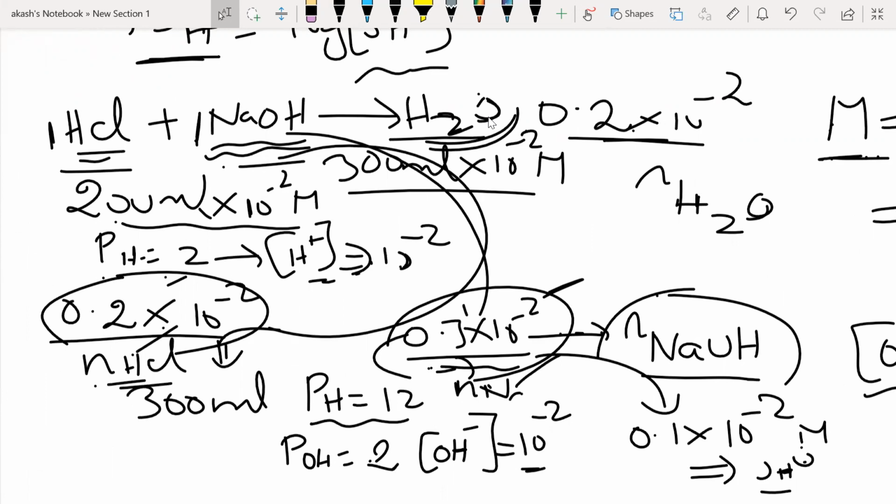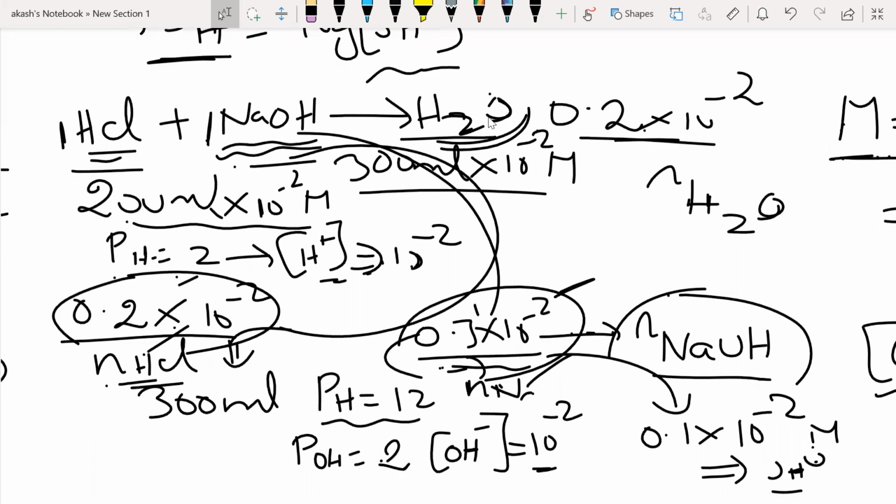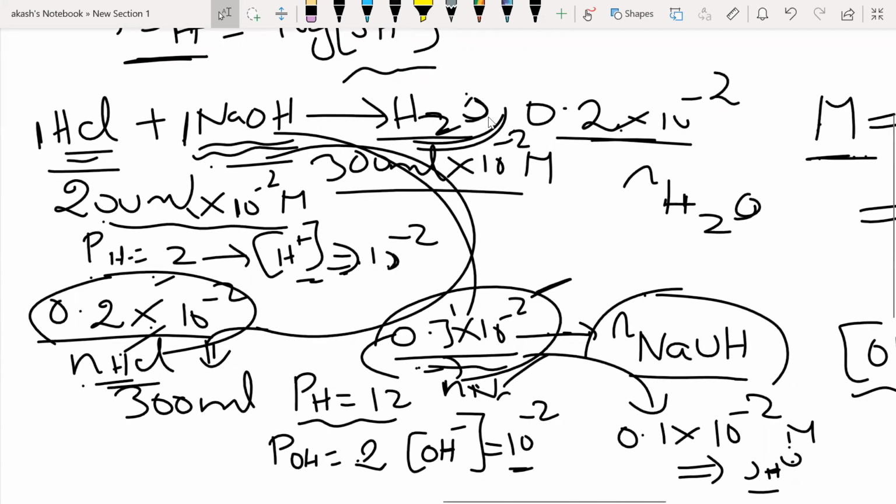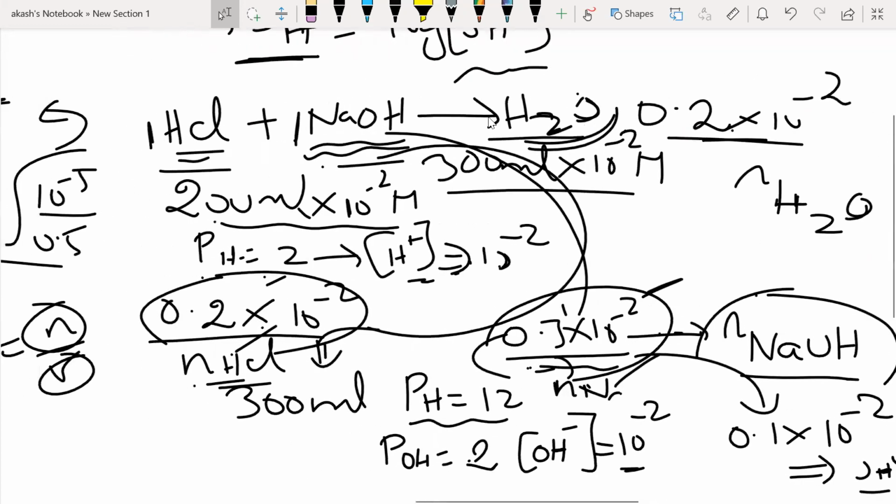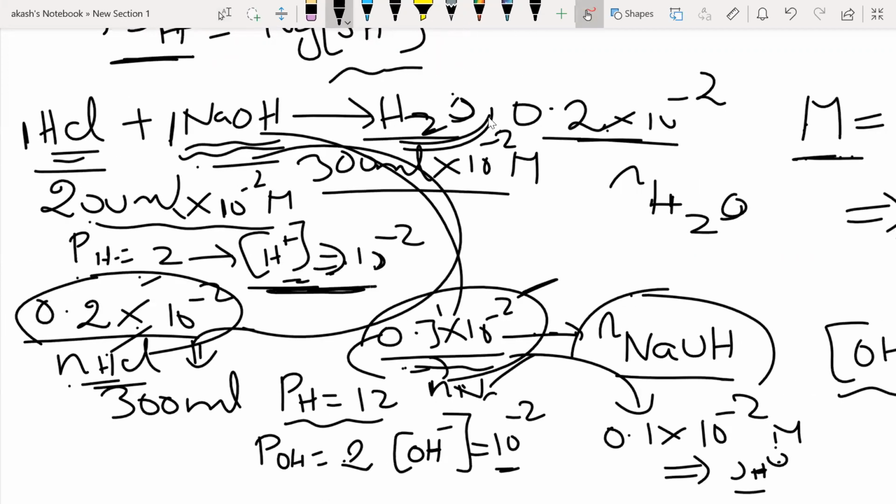So the first thing I have to do is stoichiometry, because after the reaction is completed, I may have some residual H plus concentration or some residual OH minus concentration, depending on which is in excess, whether acid is in excess or base is in excess. Now I have to find out which is the excess reagent and which is the limiting reagent here. So I found the H plus concentration of the HCl to be 10 to the power minus 2.